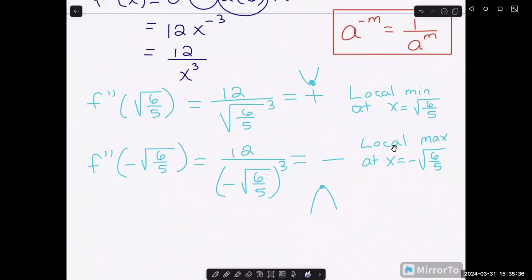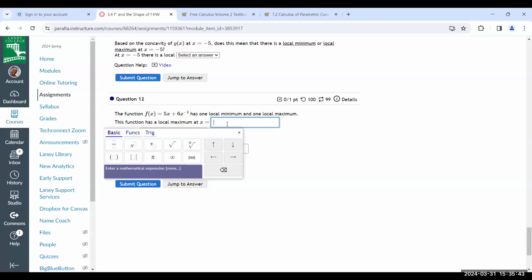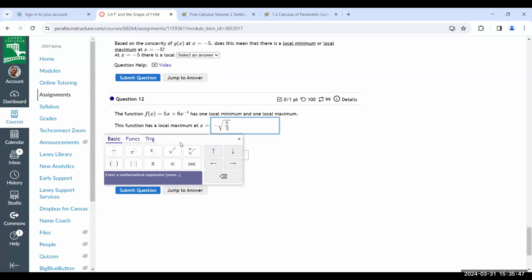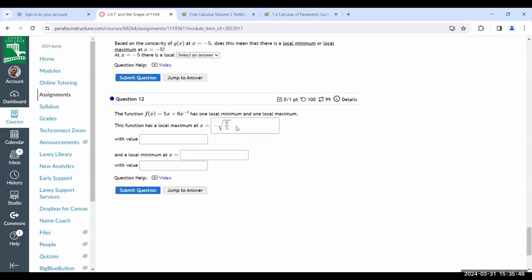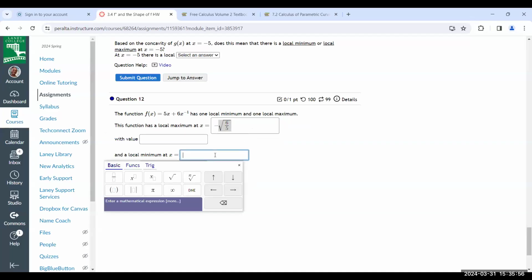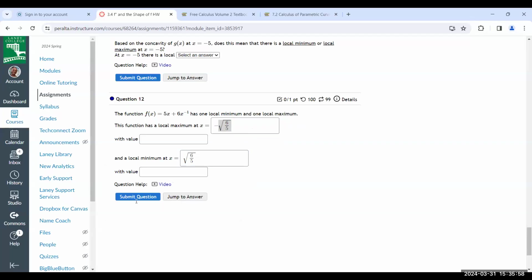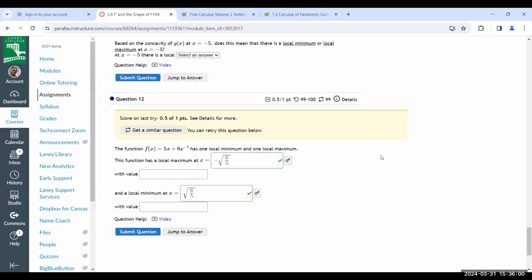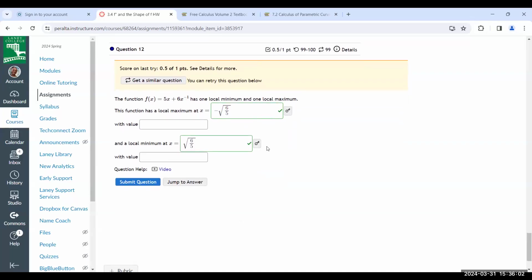Let's go ahead and enter this. So a maximum was at negative root 6 over 5. And the minimum was at positive root 6 over 5. And so far, so good. Now to get the other half of the point for this problem, it's asking us for the value.